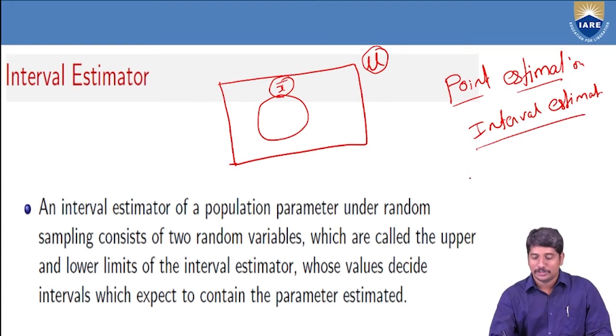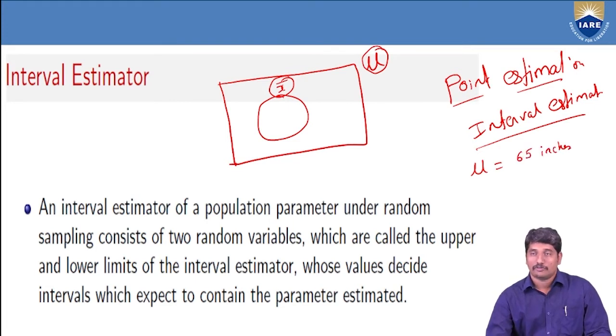Under point estimation, we'll state the value as a single number, that is, the average height of the students of a college is 65 inches, or 5 feet 6 inches, like that. So that is called point estimation.